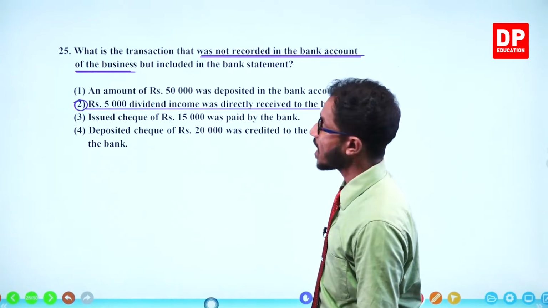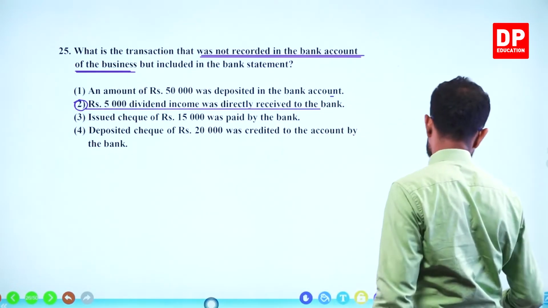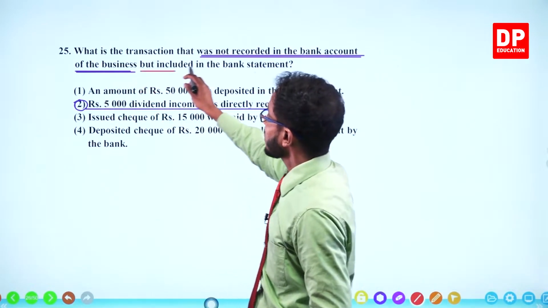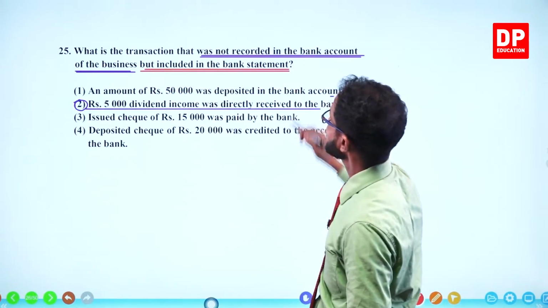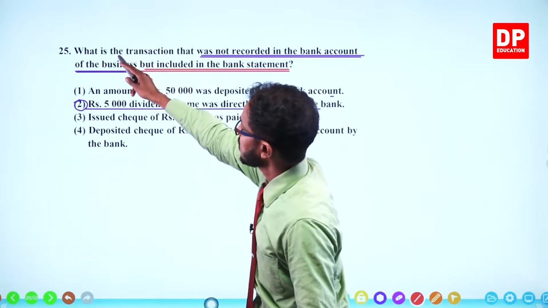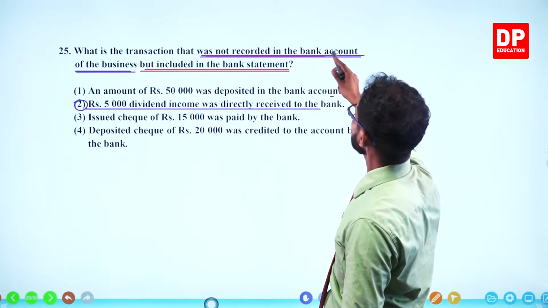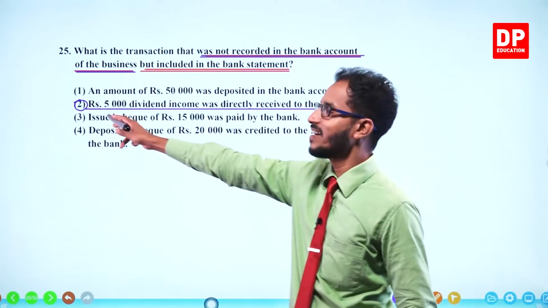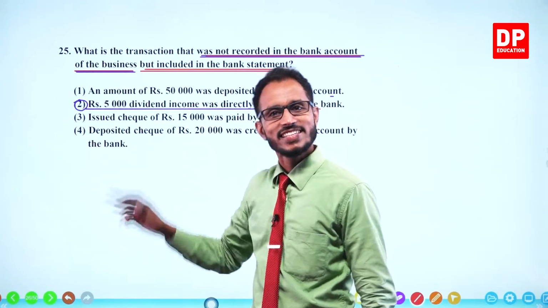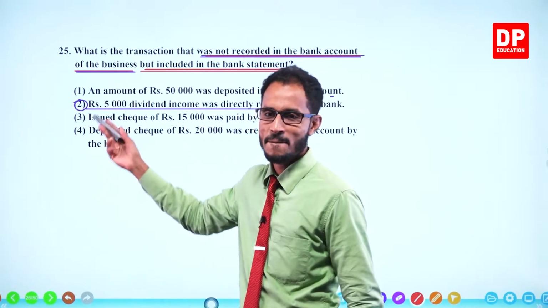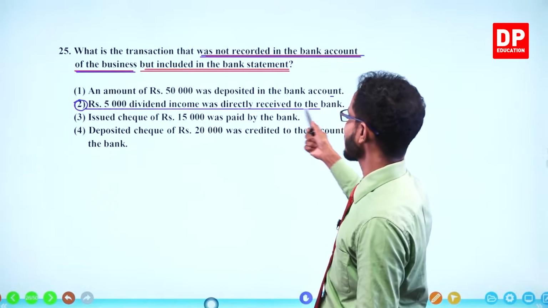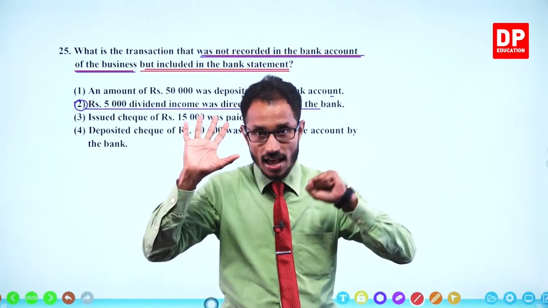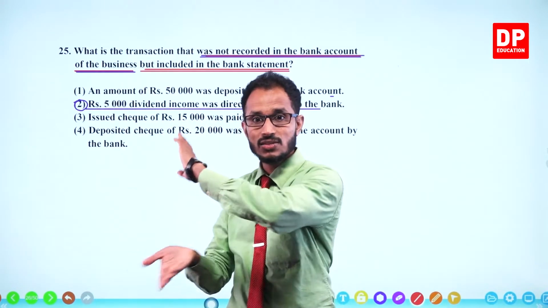Oh no, that's how you go wrong. See, I did not read the question fully. But included in the bank statement. What is the transaction that was not recorded in the bank account of the business but included in the bank statement? Oh yeah, so that's the second answer. 5,000 dividend income was directly received by the bank.